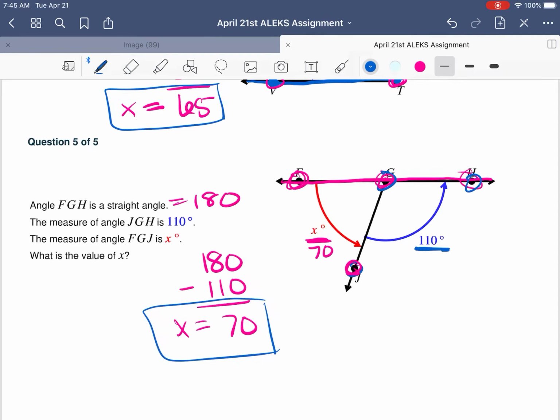So those are the 5 questions for today. Remember, always try to get all of them correct. If you have a question on it, you can always check out the example up in the corner.